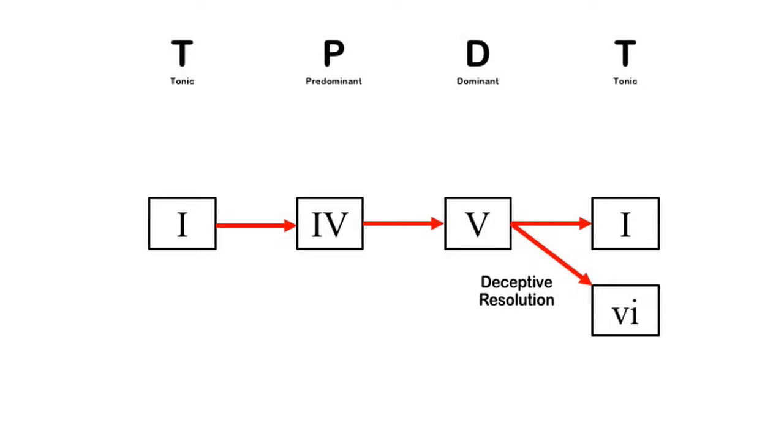We can do a substitution in the dominant area also. Instead of using a dominant chord, a 5 chord, we can substitute a 7 chord instead. And that sounds like this.